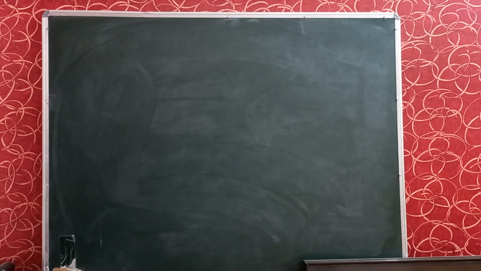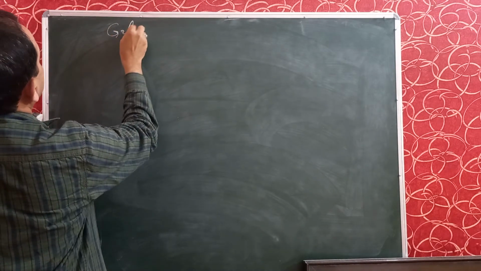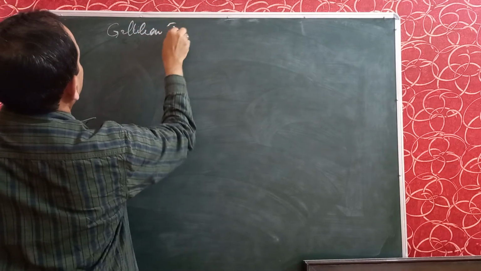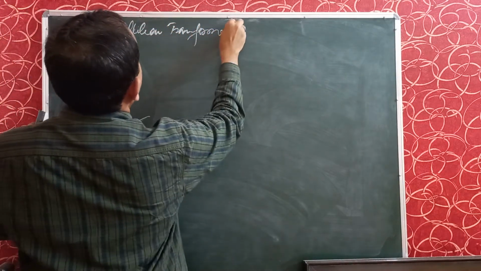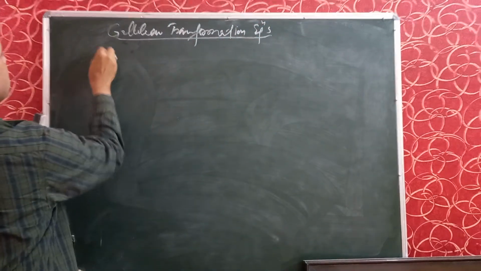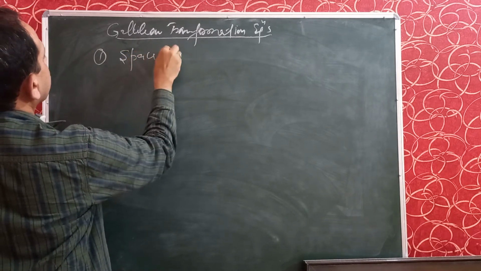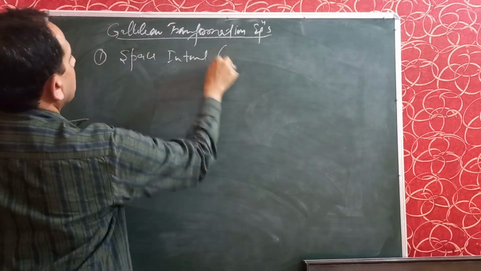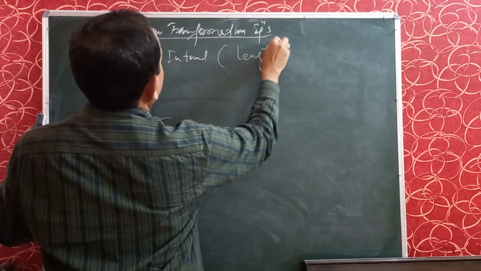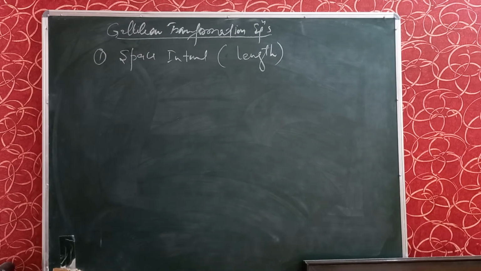Now we will apply the Galilean transformation equations for different situations. That is, we will apply Galilean transformation equations for number 1, space interval, or we can say that for length. Interval means the distance between 2 points, that is length.